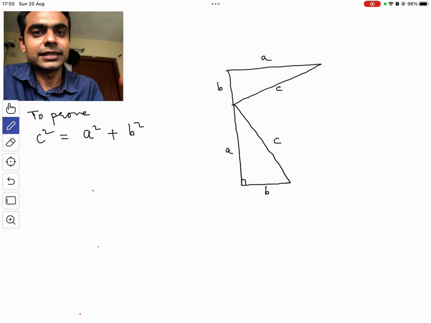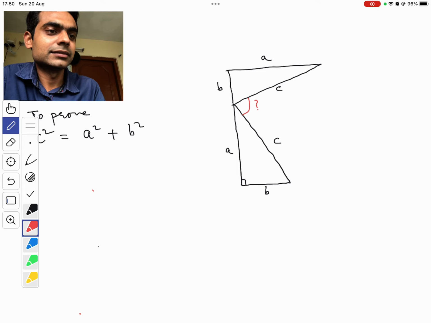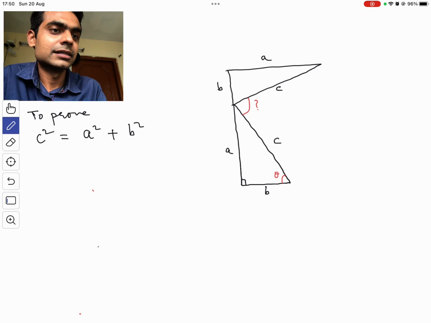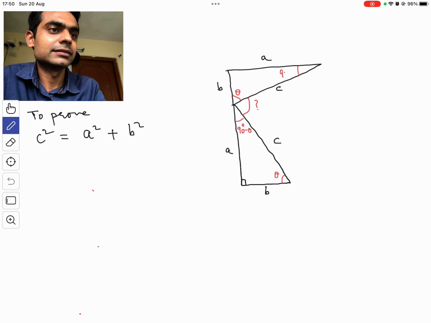Now our task is to find the angle. So let's find the angle. Which angle am I talking about? This angle with the question mark. Let's assume that the angle between B and C is theta. Then A and C would obviously be 90 degrees minus theta, and B and C would again be theta, since it's a congruent copy of the triangle before, and A and C is 90 degrees minus theta.